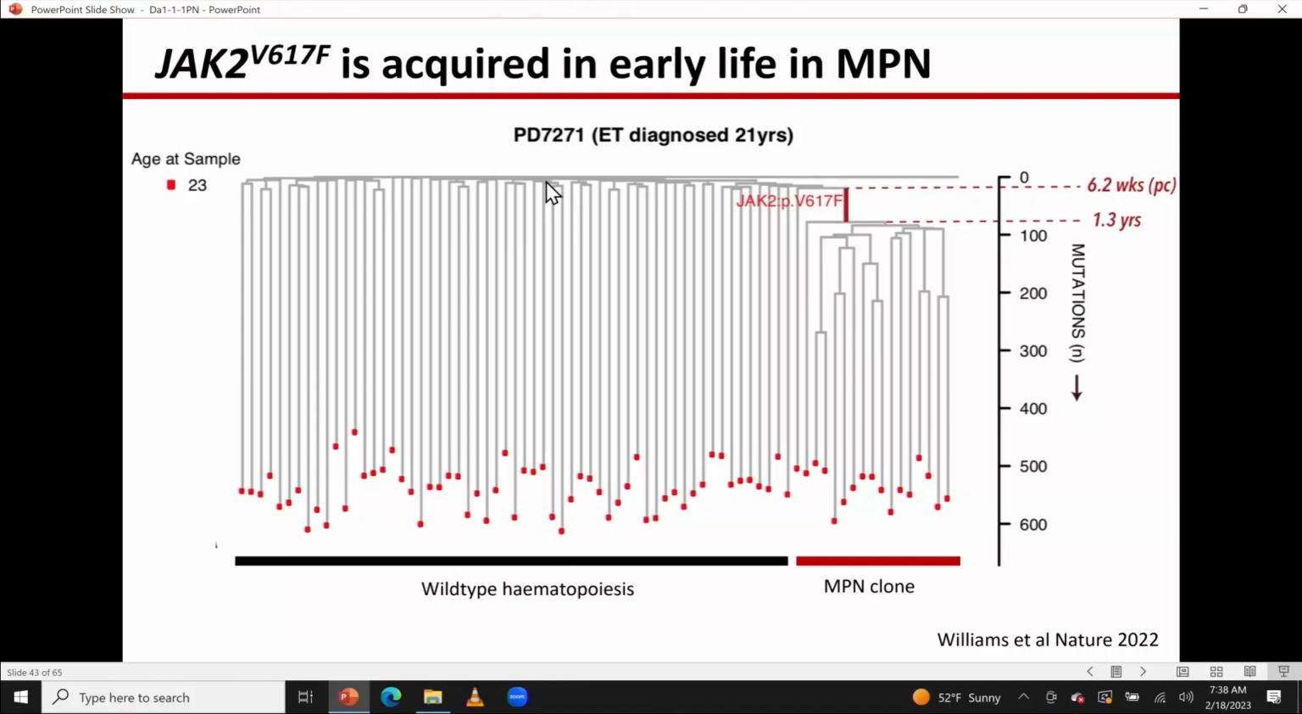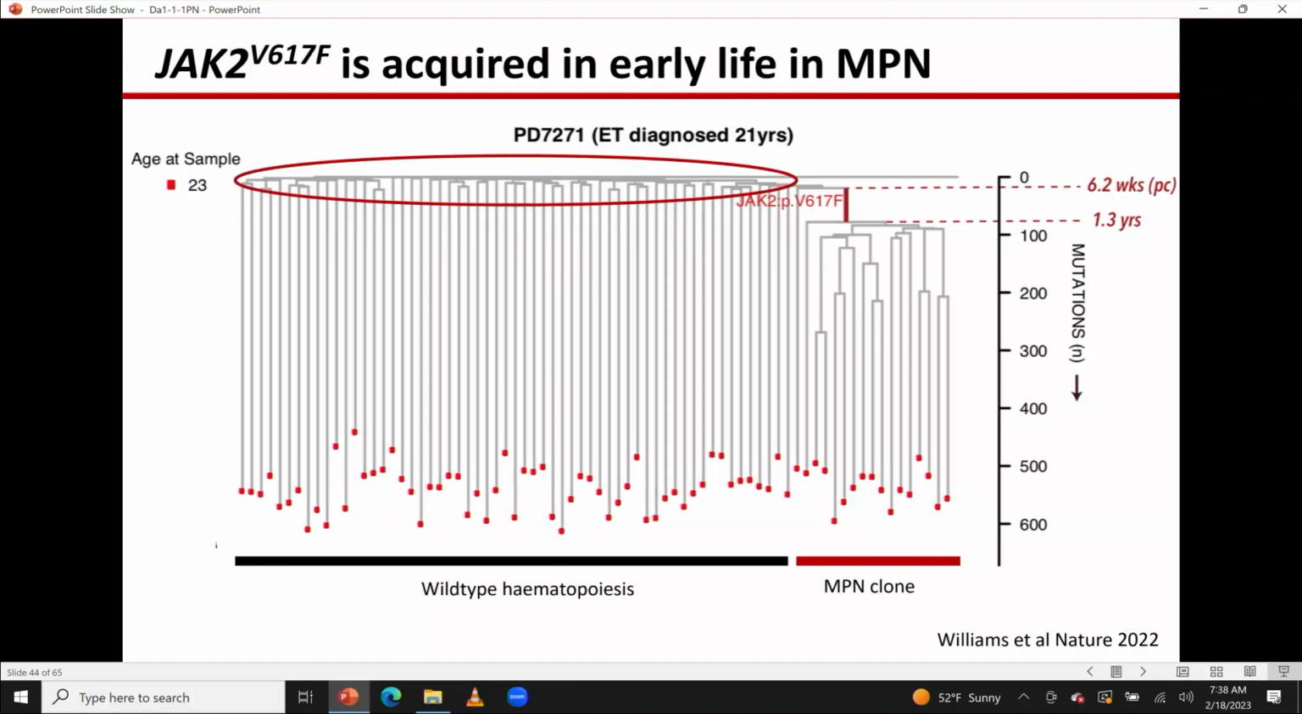So all of our blood cells have diverged from one another, a bit like people in different continents. They don't share a common ancestor unless you go back in time to the start of life. But the Jak2 mutation in this individual occurred between 6 weeks post-conception and 1.3 years of childhood. So this was 20 years before their disease presented, and initially we were really shocked, but actually it all starts to make sense, so bear with me.